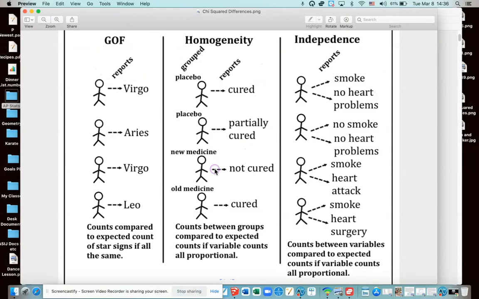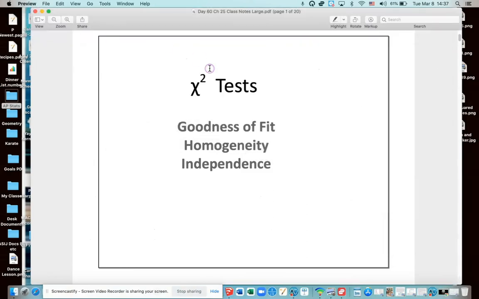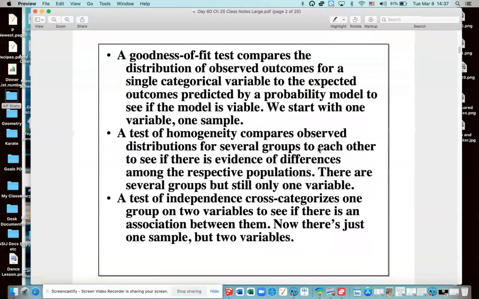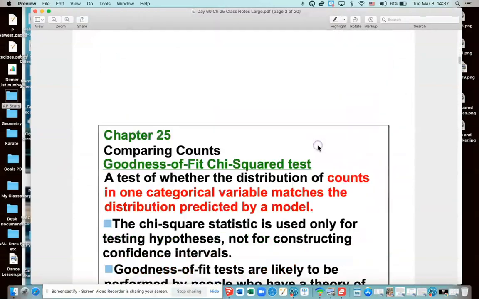Okay, so that's the general rule. One variable, two variables. This is many different groups, where this is only one group. All right, that's a good overview. I like this picture. It gives you an idea of when you're trying to decide which it is. We'll come back to it. Okay, so let's get into goodness of fit and those kinds of things. I just talked about all that.